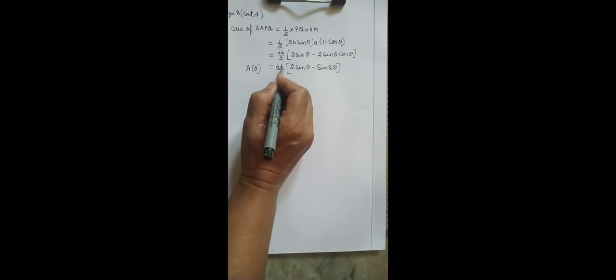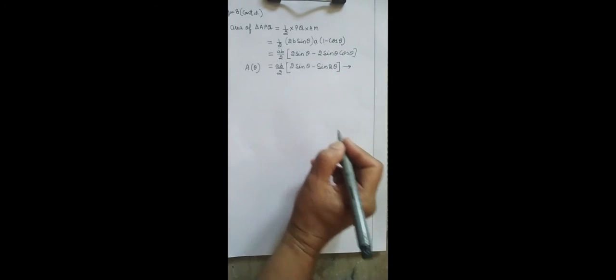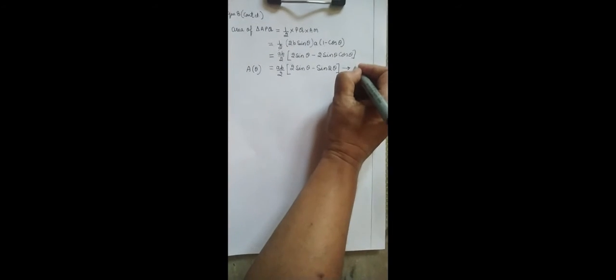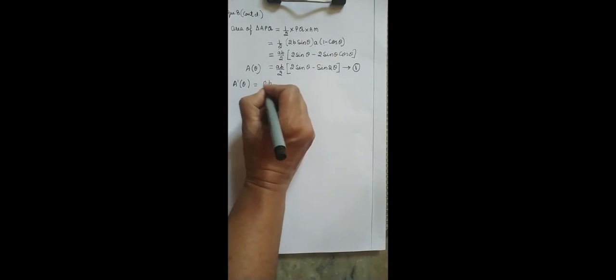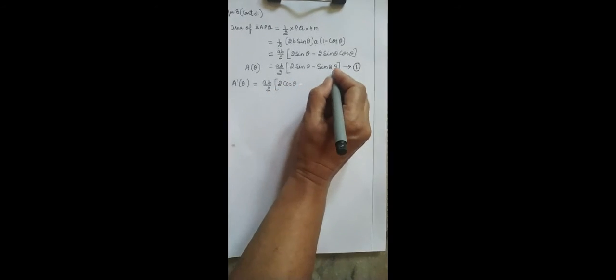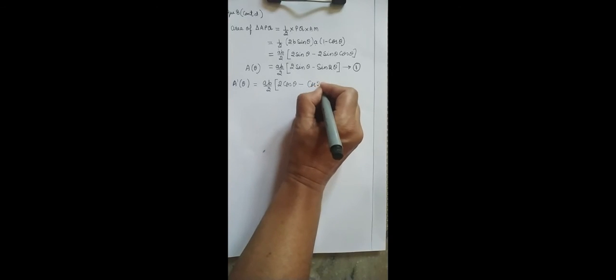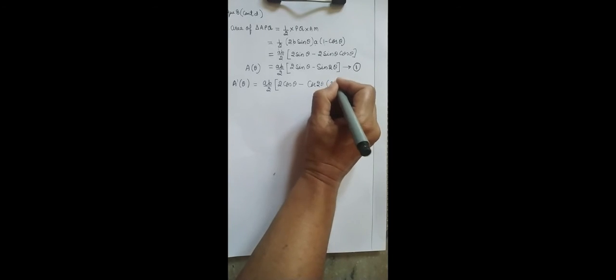Now A and B are constant quantities and theta is the variable here. So I will mark it as result number 1. Now for applying the second derivative test, I will differentiate it with respect to theta. So now what is A dash theta? Now A dash theta will be equal to AB upon 2. Now differentiating 2 sin theta with respect to theta, it is 2 cos theta minus, now derivative of sin 2 theta is cos 2 theta into, by chain rule, derivative of 2 theta, which is 2.